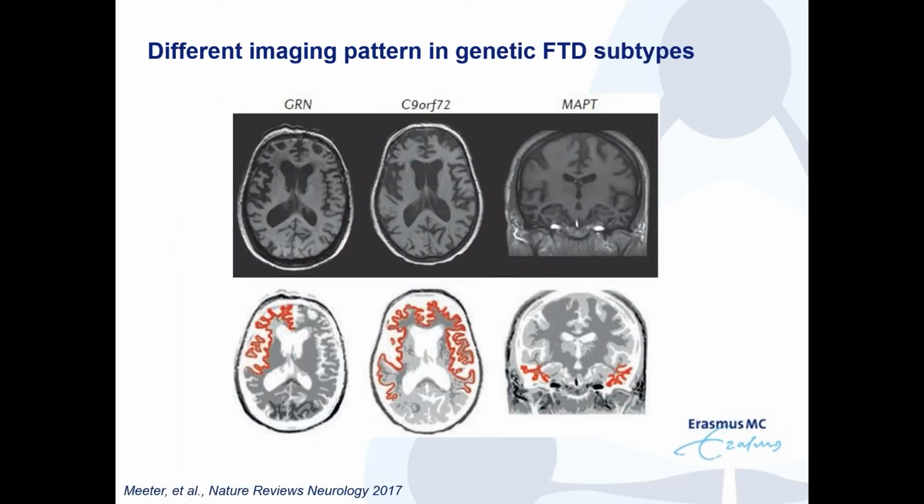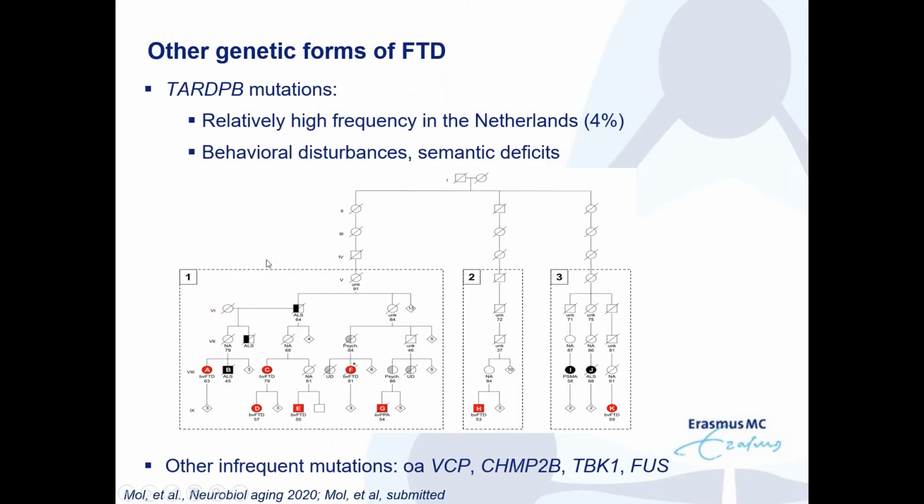So these different genetic subtypes differ to some degree in the clinical manifestation. We also see a difference in the patterns of atrophy on MRI. For the progranulin gene, we mostly see a rather asymmetrical atrophy, mostly affecting the frontal and temporal lobes. For C9orf72, the atrophy is more diffuse over the brain, and in MAPT mutations, it is the bilateral temporal lobes that become affected.